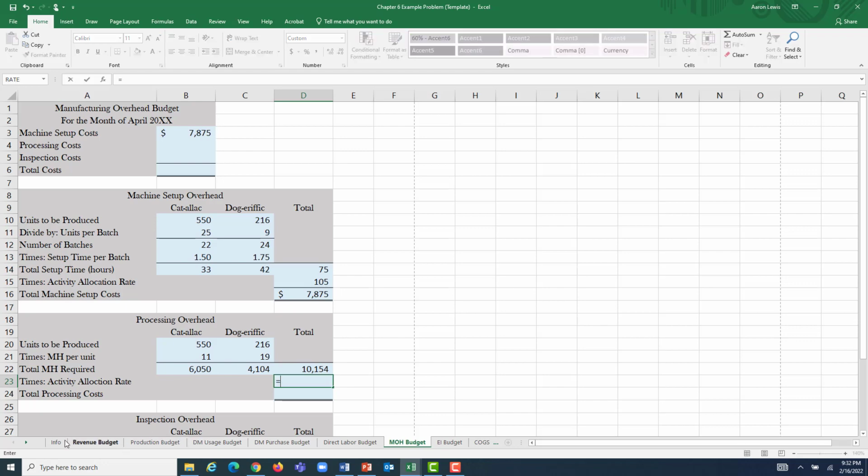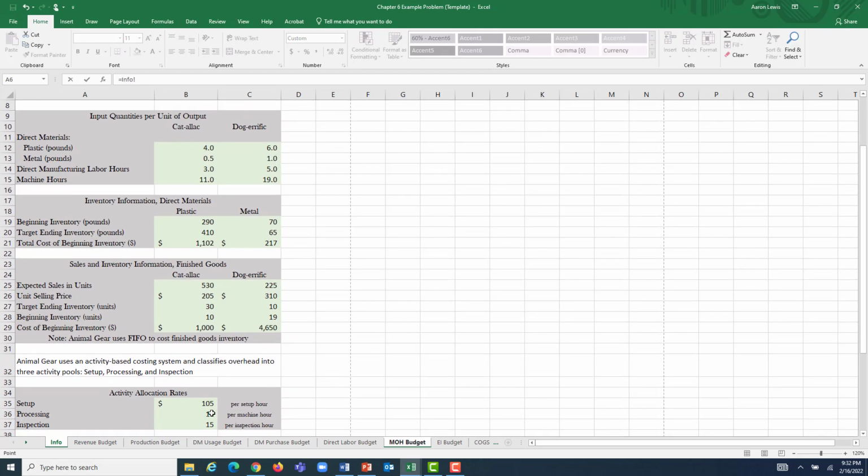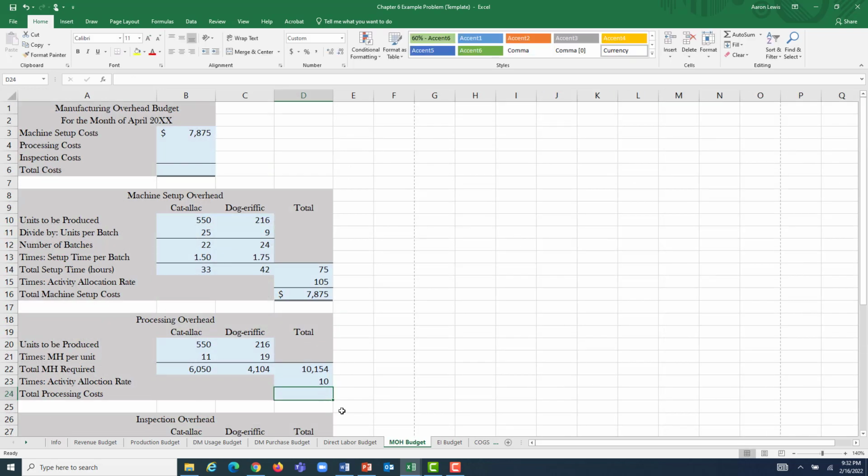Well, our allocation rate is conveniently $10 per machine hour. We think for every hour we run machines, we incur $10 worth of overhead: depreciation, electricity, indirect labor, and the costs of repairs and maintenance for our maintenance men. Like all of those things go in there. So at a rate of $10 per hour, and expecting that we're going to require 10,154 hours of machining to get these units produced, we're going to incur $101,540 worth of overhead costs from processing.